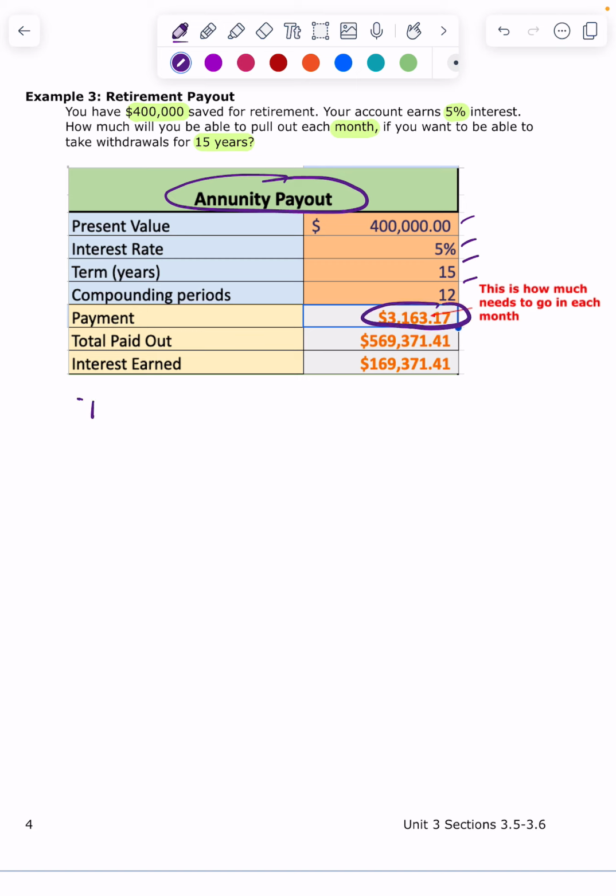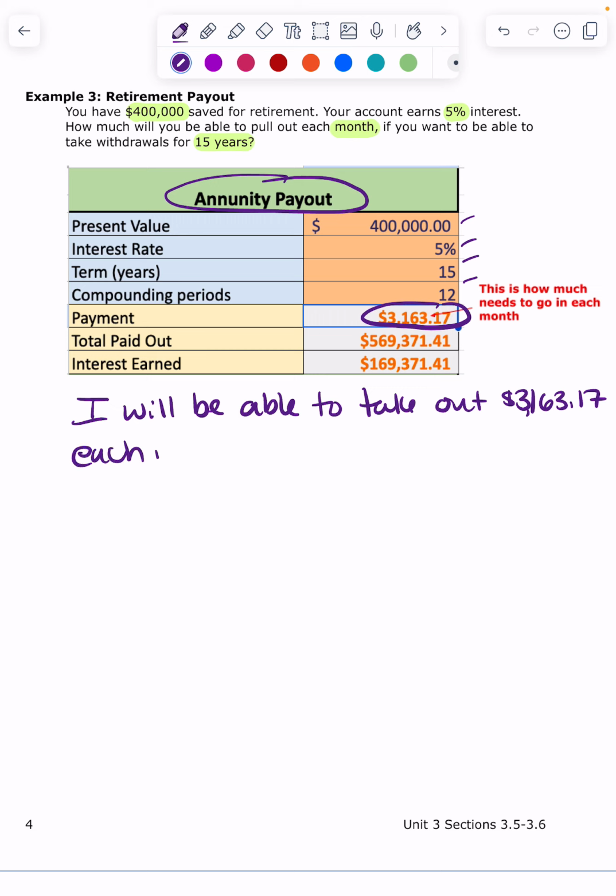So I will be able to take out $3,163.17 each month for 15 years. And the rest of the money is going to sit in that account and keep earning interest.